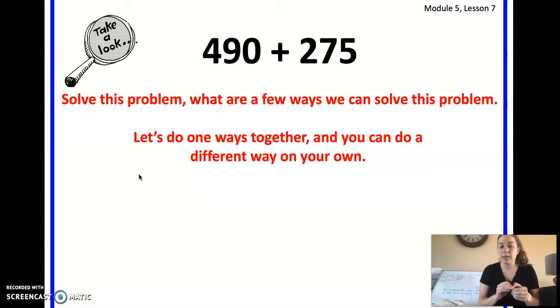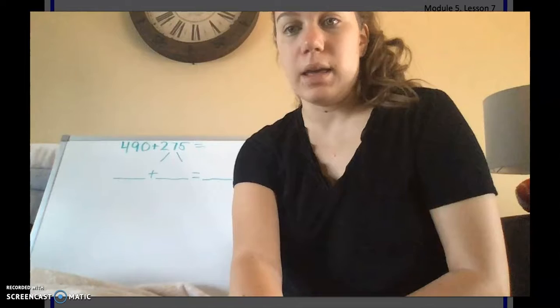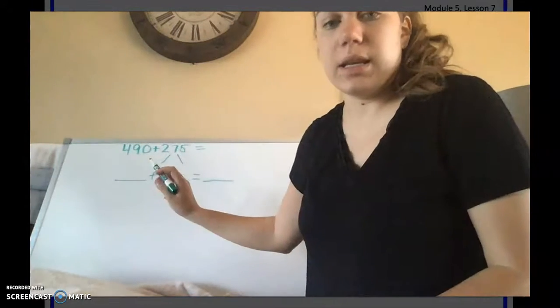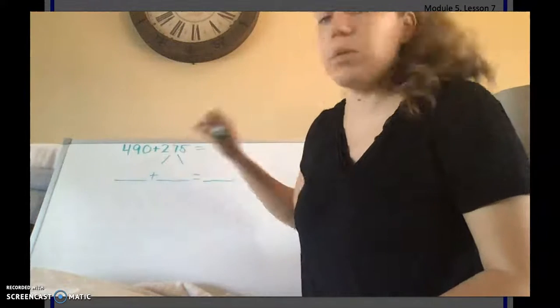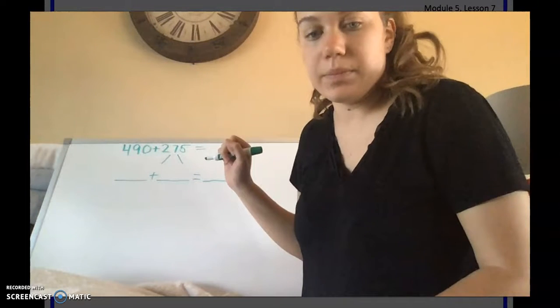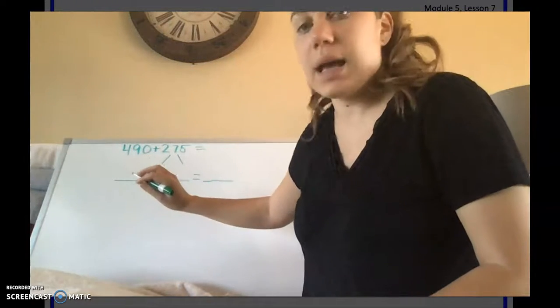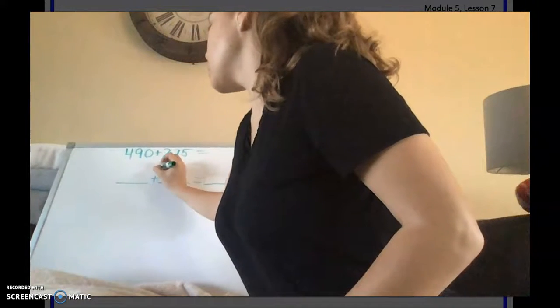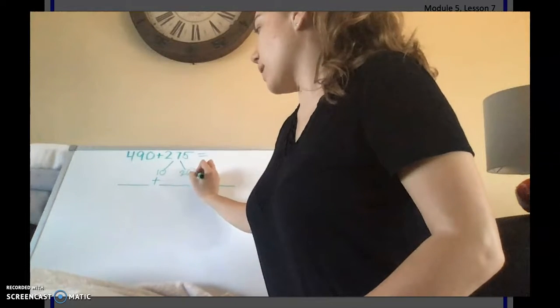So today we're going to do the number bond way, where you take the 10 out, or try to get to the nearest 100. All right, so we have 490 plus 275. Which one's closer to the next 100? Good, 490 is closer. We only need 10 more to get to the next 100. So we're going to take 10 out of here, which leaves us with 265.